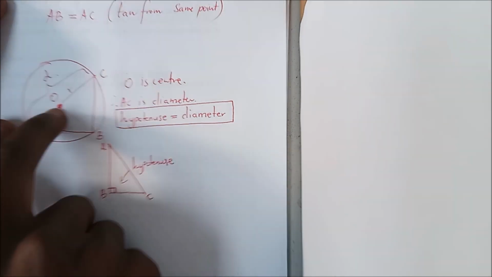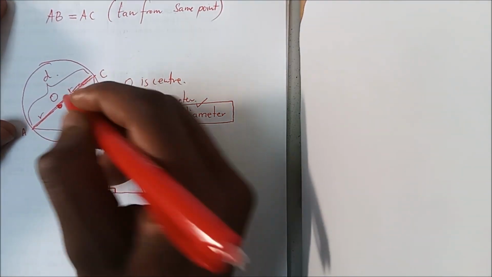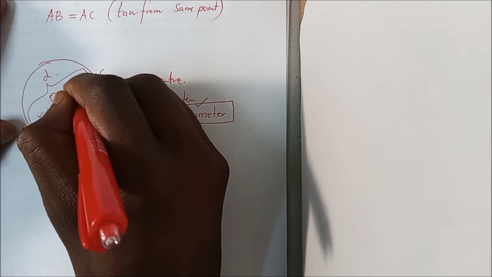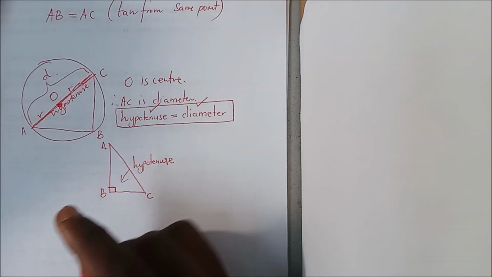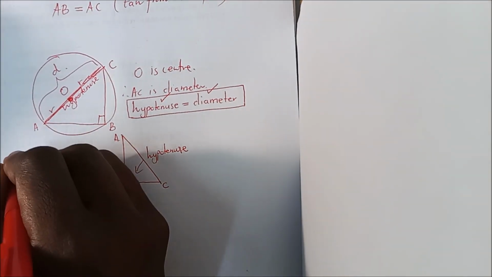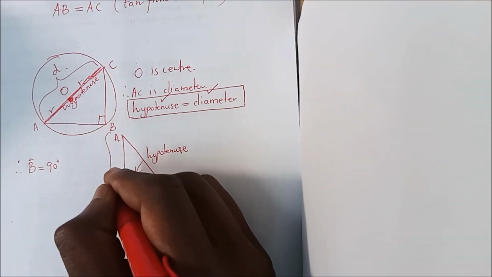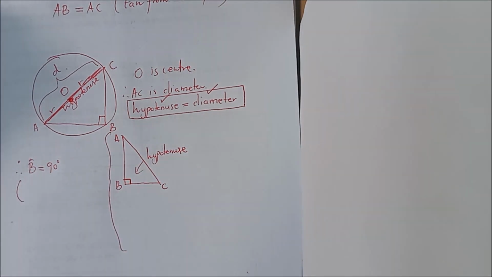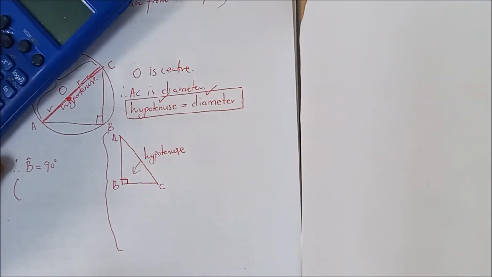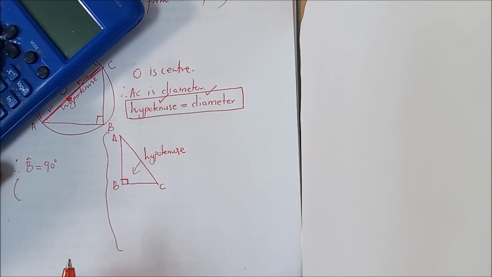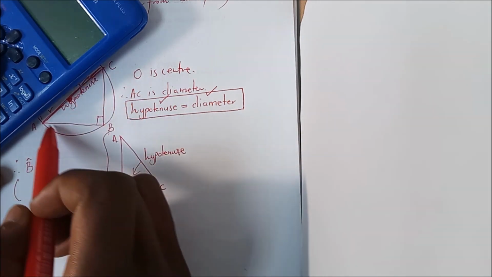Now, since we are saying hypotenuse equals diameter, if we see this, we think of it as the hypotenuse. So which one will be 90 degrees? It will be B. Therefore, B equals 90 degrees. What is the reason? To get the reason, I don't overthink. I just hide this part. If you hide that part, what do you see? I see half of a circle. So this is half of a circle.